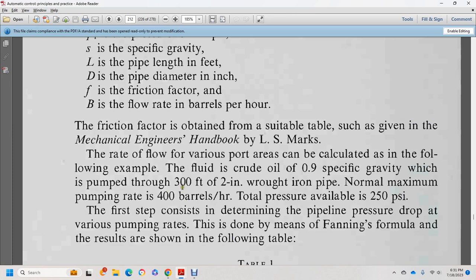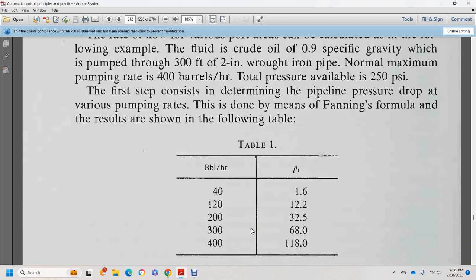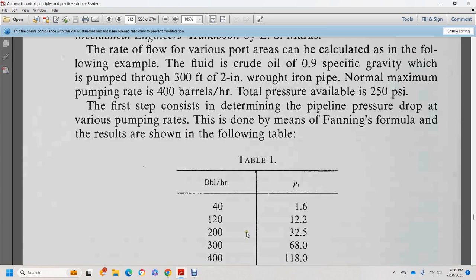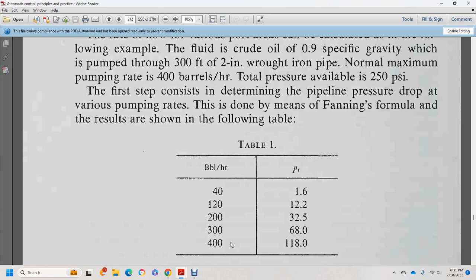The first step consists of determining the pipeline pressure at the various pumping rates by means of Fanning's formula, and the result is shown in the following table: barrels per hour 401, pipeline 1.6; 120, pipeline 12.2; 200, pipeline 40.2; 368, pipeline; 411 barrels per hour, 400, pipeline 118.